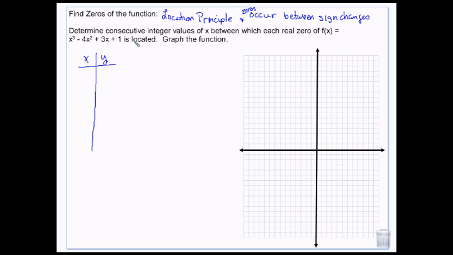So if we take this function and I start plugging in values, actually, sorry, I'm going to change that. I'm going to start with negative 2. If I do negative 2, I get negative 29. If I do negative 1, I get negative 7. If I do 0, I get 1. 1 gives me a 1. 2 gives me a negative 1. 3 gives me a 1. And 4 gives me a 13.